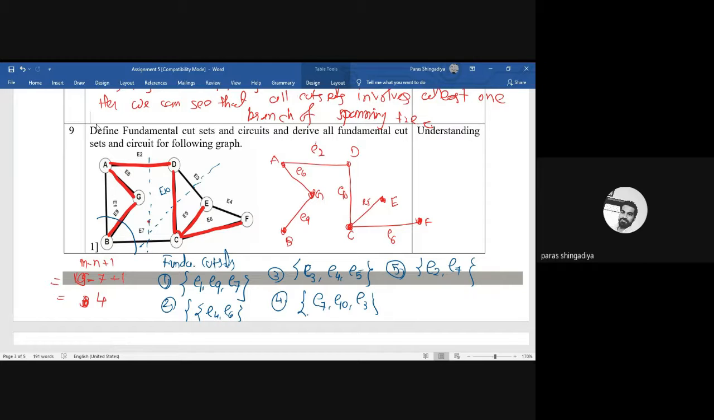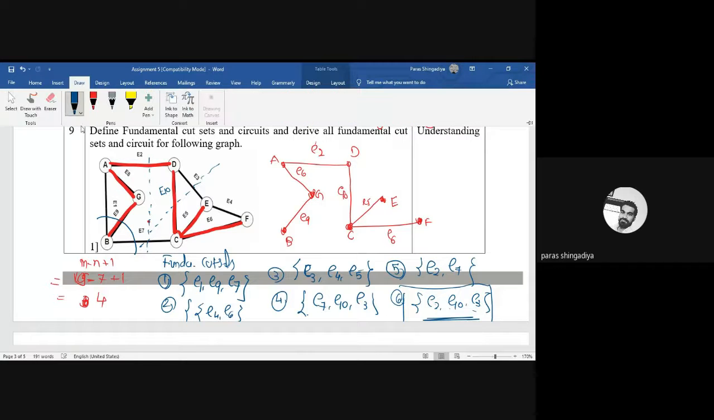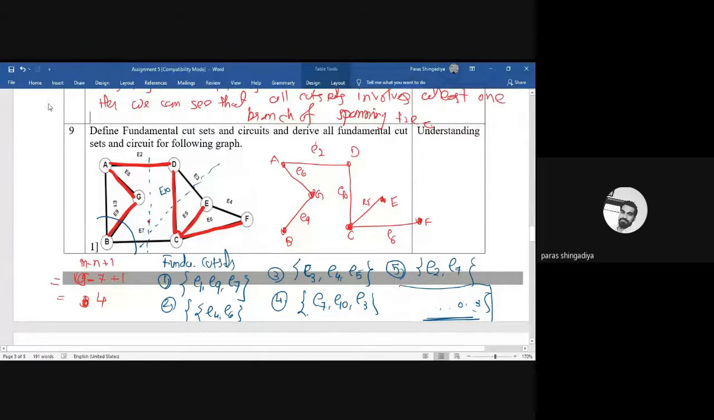Then after, we cannot take E2, E10, E3. Okay, that is not answer. That is a cut set example. Okay, you can keep in the cut set answer, but it is not fundamental cut set. Okay, it is not fundamental cut set because it has two branches, E2, E10. Okay, is there any more answer?